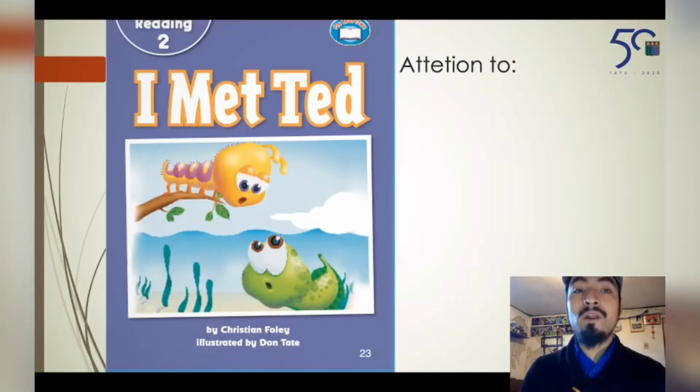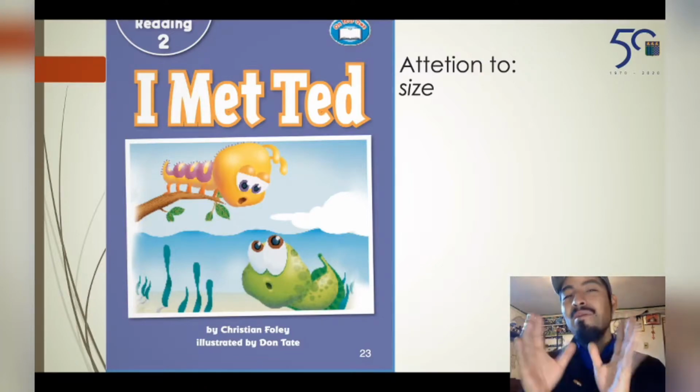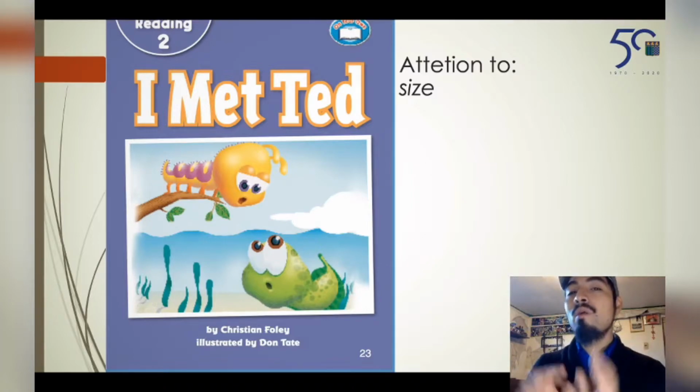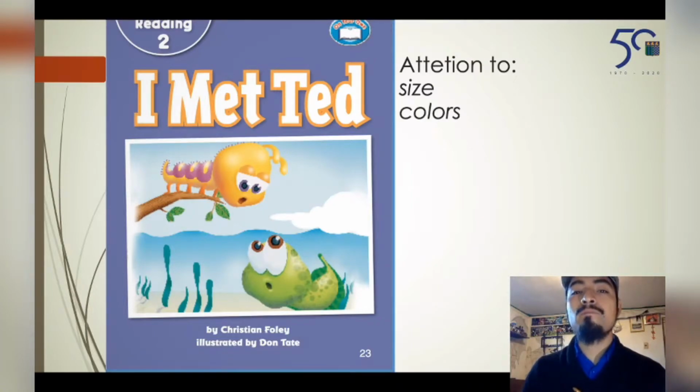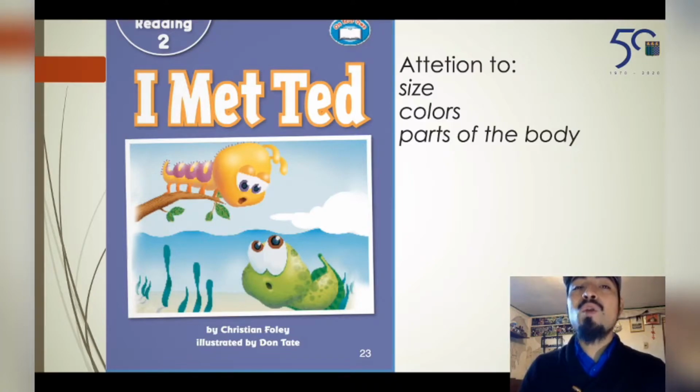Alright, let's start with the story, I Met Ted. But this time, please pay attention to the following things. The size of the animals. You have to remember that in some part of the story, they both are little and they become bigger. Also, pay attention to the colors of the two animals. Sometimes they change. Also, pay attention to the parts of the body. They look very different at the end of the story.